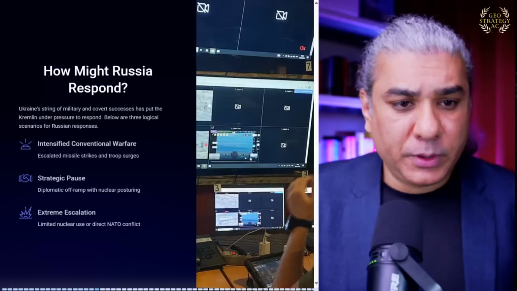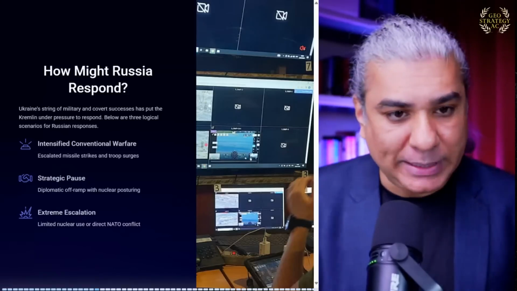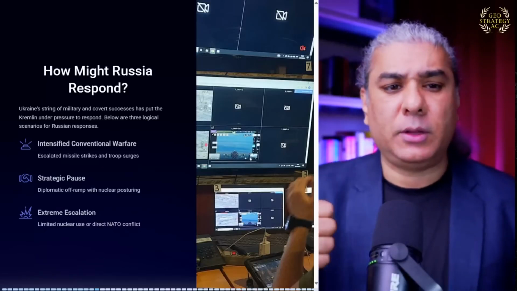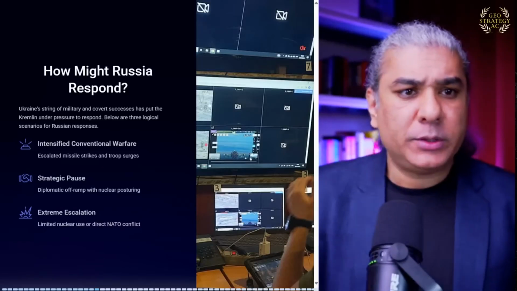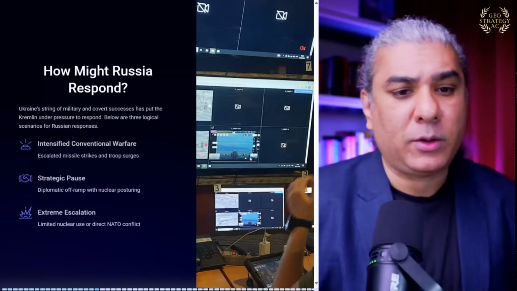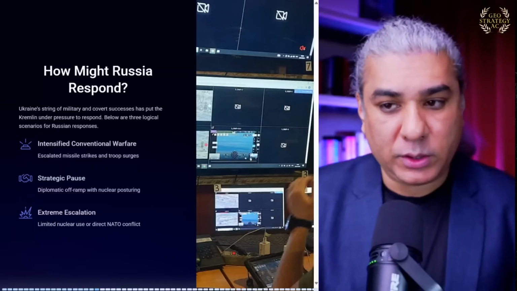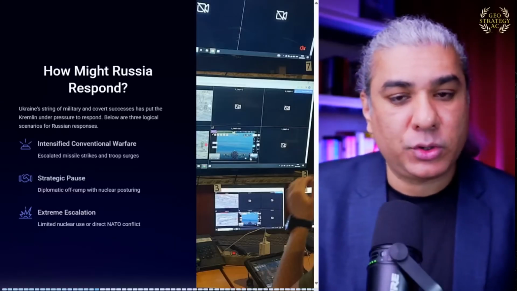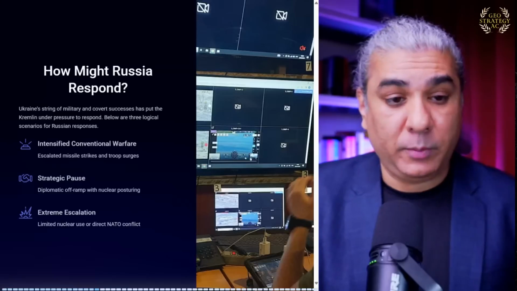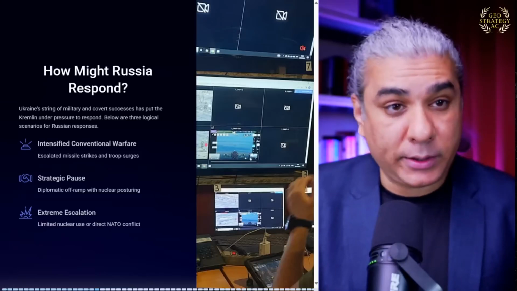Right? So the first scenario is intensified conventional warfare, which is escalated missile strikes by Russia and troop surges maybe into Ukrainian territory. That's number one. That's scenario A. Scenario B is a strategic pause for whatever reason. Maybe Russia seeks a diplomatic off ramp with nuclear posturing. And there's a scenario C, which is an extreme escalation scenario, which involves the limited use of nuclear weapons or a direct conflict with NATO.